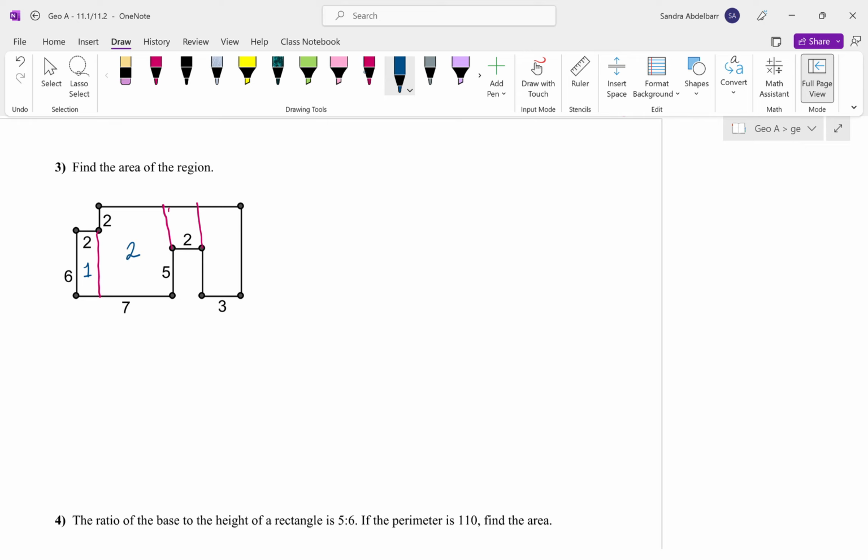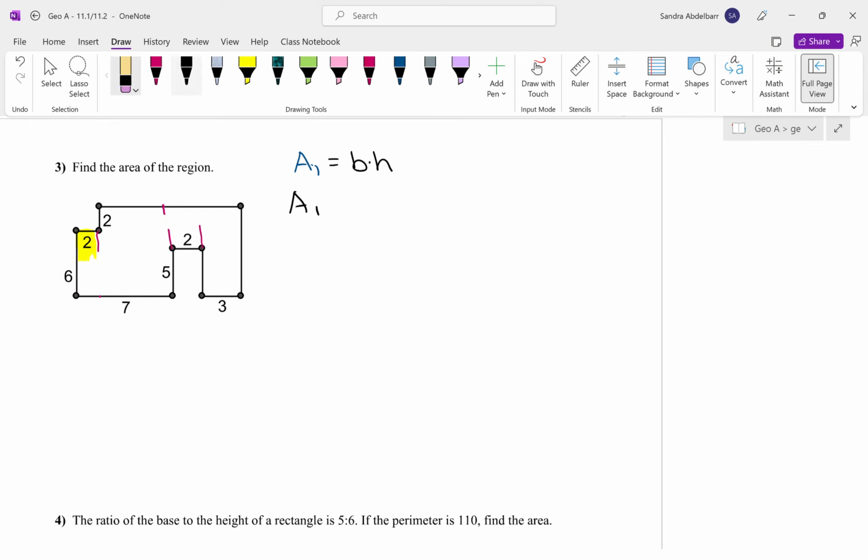So I will label this area 1, area 2, 3, and 4. And let's go ahead and find area 1. All right, well, in area 1, do we agree? The height is 6, the base is 2. All right, so we're going to have base times height, so area 1.